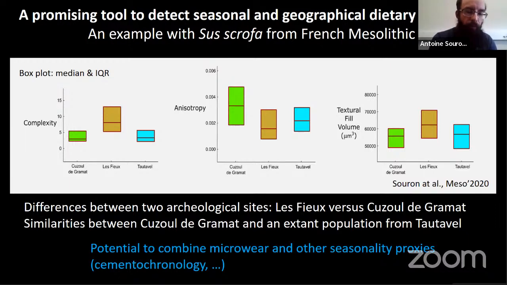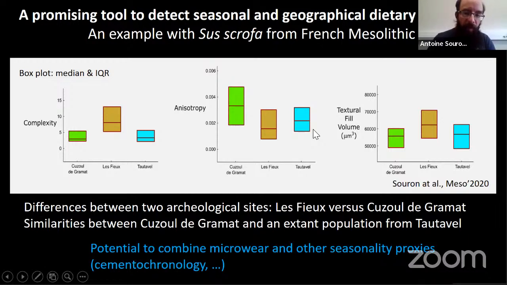And we found some pretty big differences if you look at the median values and also the dispersion around the median. Cuzoul de Gramat has lower complexity values, higher anisotropy, and lower textural fill volume compared to Lefieux. This could probably be related to differences in diets that are themselves related to a difference in the period of hunting of the wild boars by the humans, and also maybe the duration of the stay of the humans at the site.